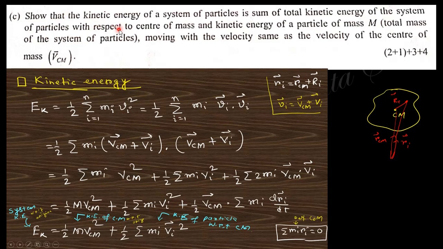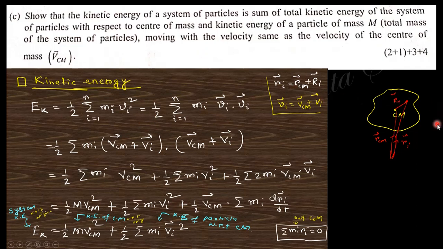Next question says, show that the kinetic energy of a system of particles is the sum of the total kinetic energy of the system of particles with respect to the center of mass and the kinetic energy of a particle of mass capital M, the total mass of the system of particles, moving with the velocity same as the velocity of the center of mass.